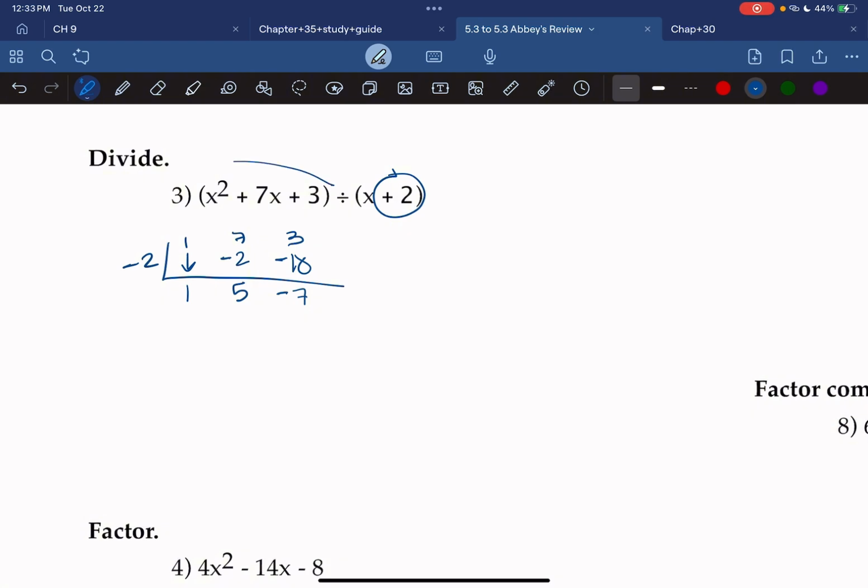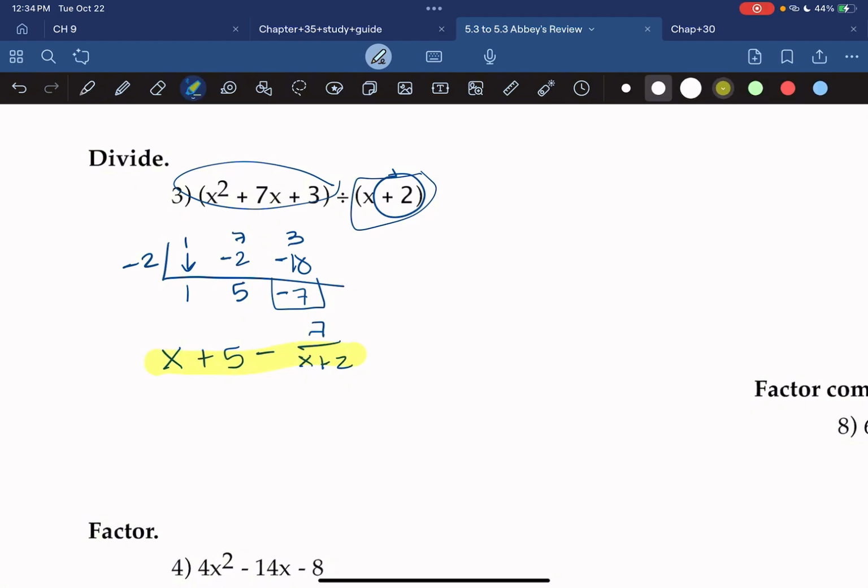Now we would input it into our format, taking away an x. So it's going to be just x plus 5 minus 7 over x plus 2. Because we already have something that doesn't have an x, and the next thing that does not have an x is going to go over what we are dividing by. You can put a little square on it. That's our answer for number 3.